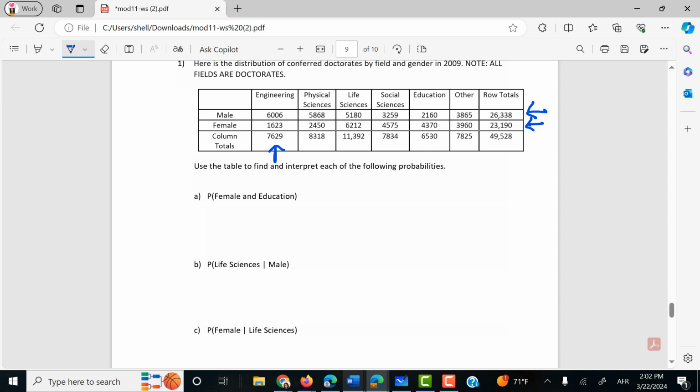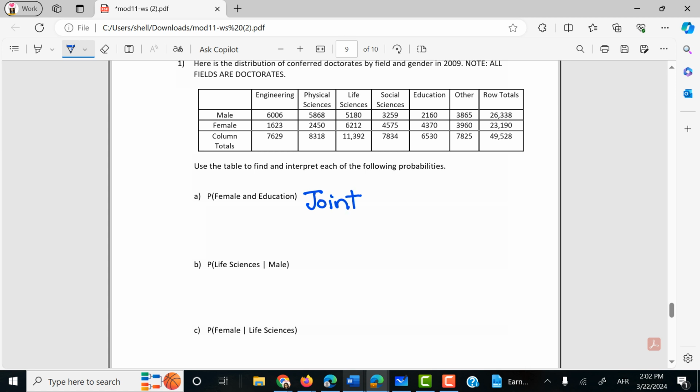So we're going to use the table to find and interpret each of the following probabilities. The first one says the probability of female and education. That word "and" means that this is a joint probability, because we're not only looking at education, but also female. So we go to the female education cell, and you'll notice 4,370 people in this study were female and education.